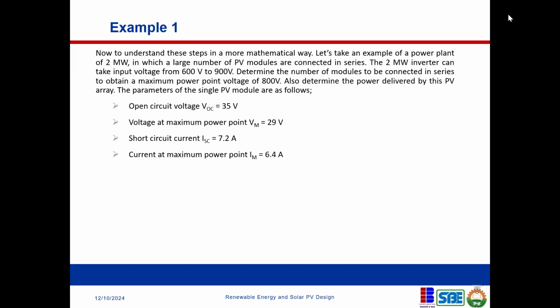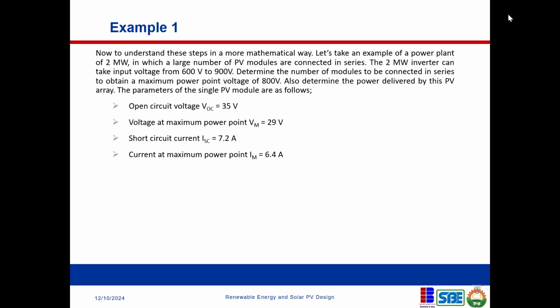Now, the question is: determine the number of modules to be connected in series to obtain a maximum power point, MPP, voltage of 800. We want the voltage at maximum power point to be 800. Also determine the power delivered by this PV array with the following parameters of the single PV module.